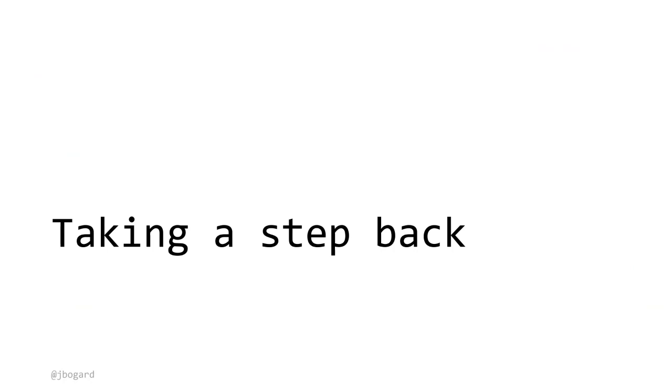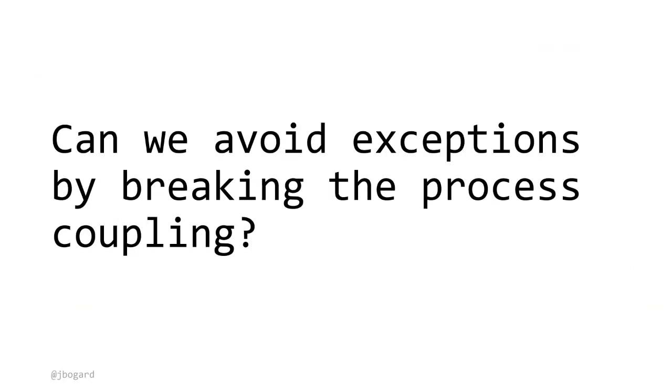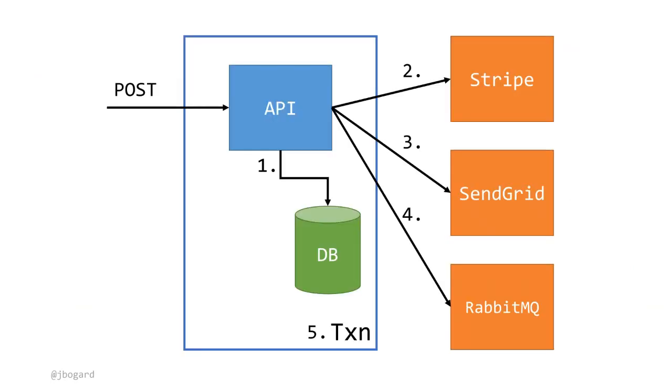So I said, let's take a step back. Maybe the actual problem here is that we're trying to do too much at once. We're trying to fit too much code and too much behavior and logic in that button click for the user. So can I avoid exceptions by breaking the process coupling that we've introduced? We looked at each one of these and said, do we have to do this operation now, or can we do it in the future?